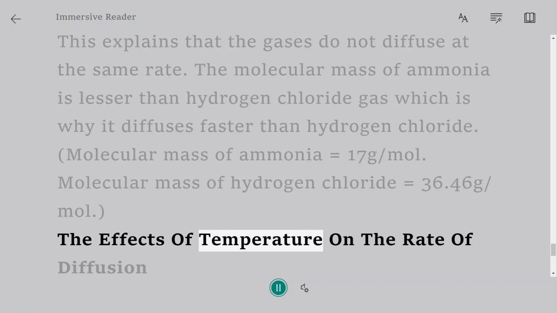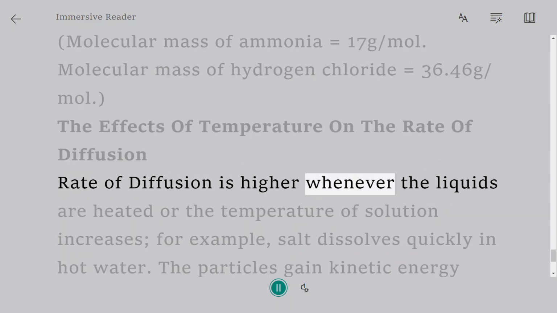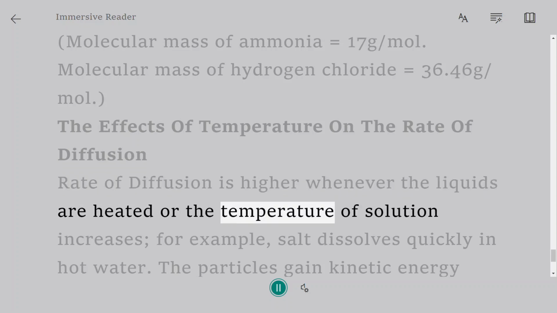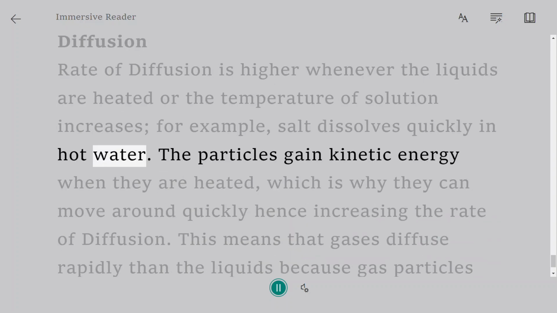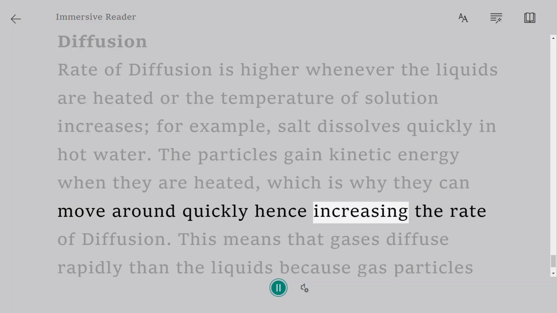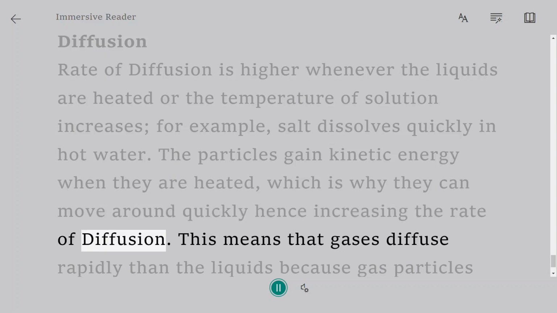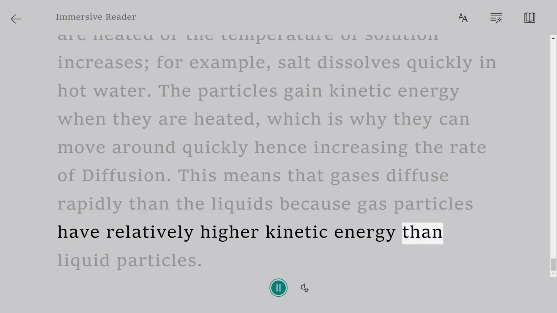The effects of temperature on the rate of diffusion. The rate of diffusion is higher whenever liquids are heated or the temperature of the solution increases. For example, salt dissolves quickly in hot water. The particles gain kinetic energy when they are heated, which is why they can move around quickly, hence increasing the rate of diffusion. This means that gases diffuse more rapidly than liquids because gas particles have relatively higher kinetic energy than liquid particles.